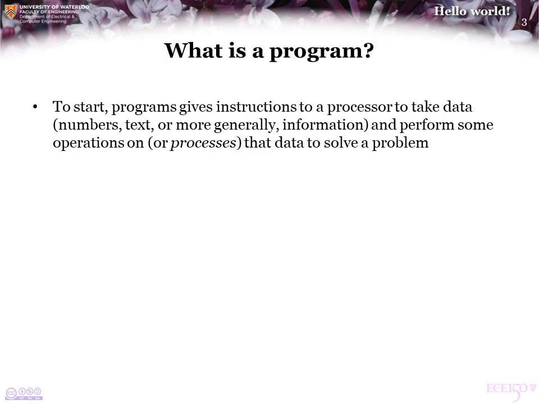To start, a program gives instructions to a processor to take data, be it numbers, text, or more generally any sort of information, and perform some sort of operation or processes on that data to solve a particular problem. That problem may be something like, given two integers, calculate the GCD, or it may be given information from two sensors, determine when and if to apply the brakes to a moving vehicle.